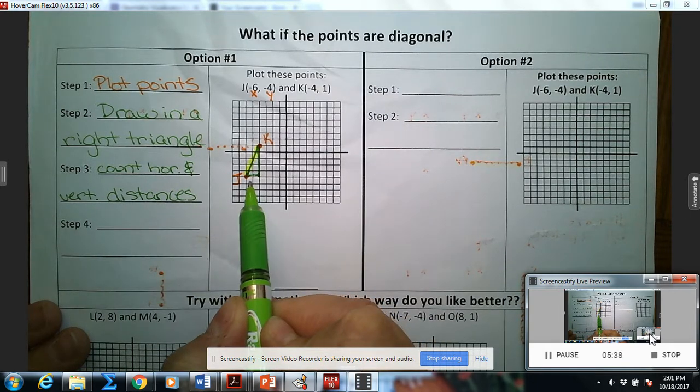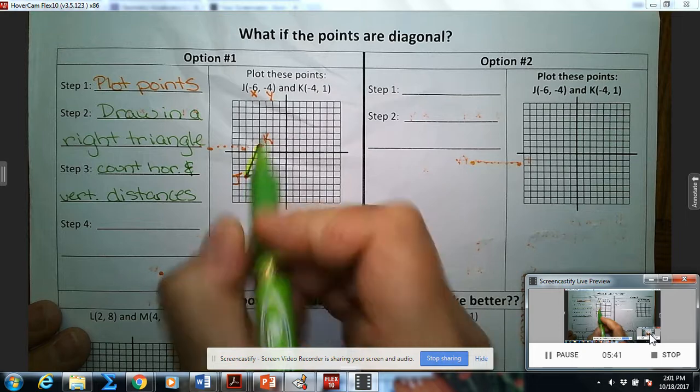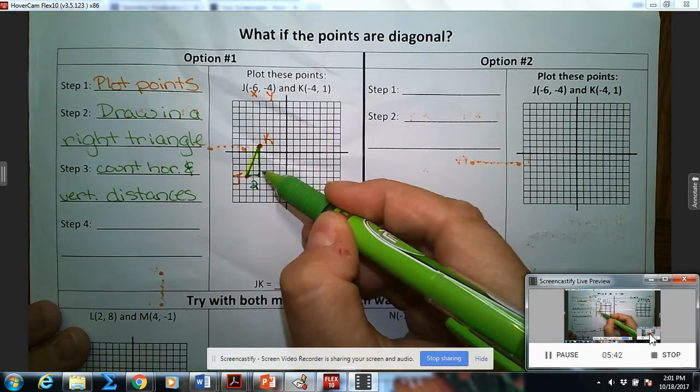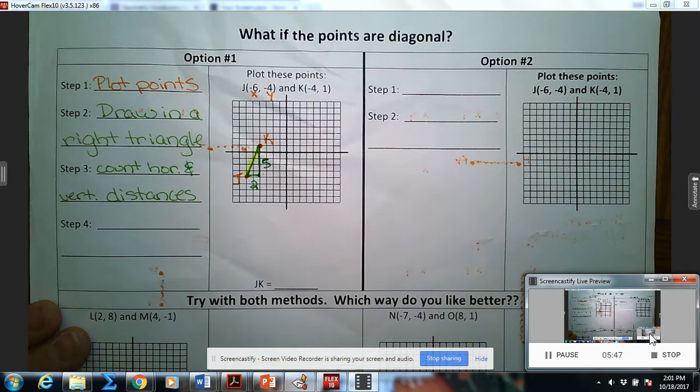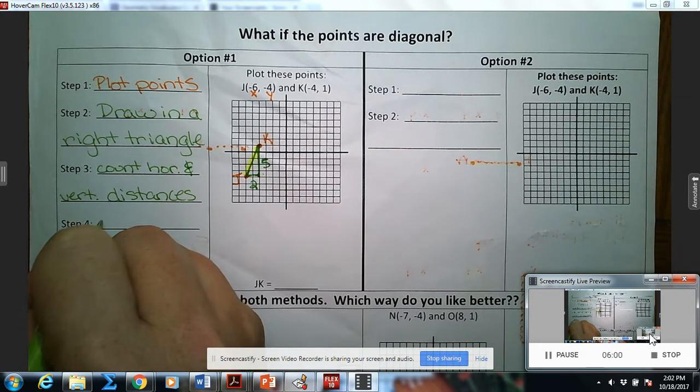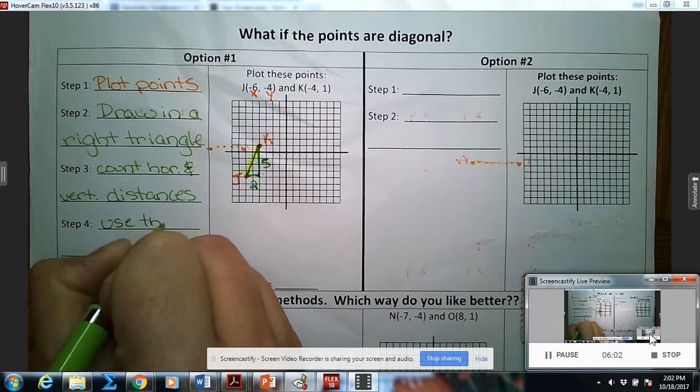Okay, so my horizontal distance: 1, 2 blocks. Vertical distance: 1, 2, 3, 4, 5 blocks. So horizontal distance 2, vertical distance 5. And now I'm going to use the Pythagorean theorem to help solve for the diagonal, solve for the hypotenuse. So step 4, use the Pythagorean theorem.